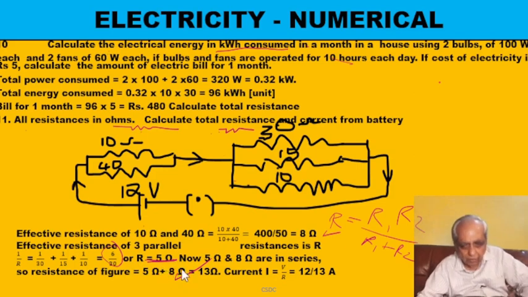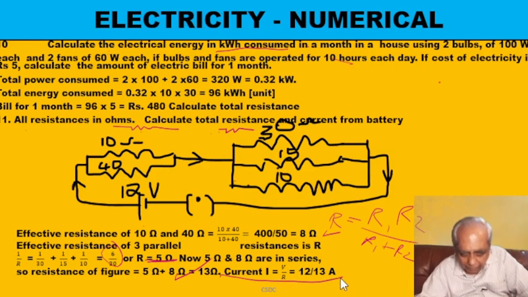Now current is V upon R. Now I know the effective resistance, he is asking the current flowing through the battery. So this is 12 volt, and in place of all these resistances, I am having an equivalent 13 ohm resistance. So my figure is now, this is 12 volt and here is 13 ohm. So by using Ohm's law, I is V upon R. So V is 12 and R is 13. So this is the answer.